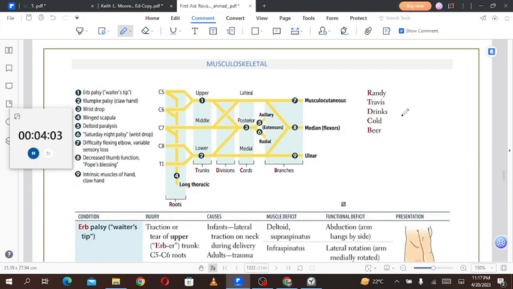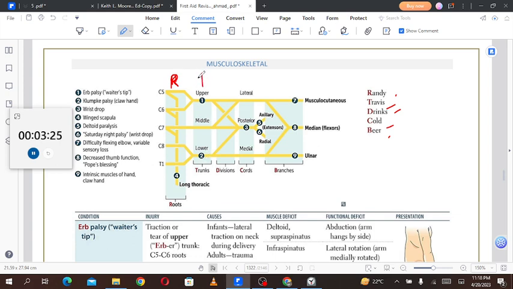So this is the picture from First Aid. So Randy Travis drinks cold beer. Remember to drink cold beer, whatever, but remember the names: roots, then trunks, then divisions. Then we have, what's that? Oh, I'm sorry, I'm so mistaken. So these are the cords. These are the roots over here. Then from the roots, we have these upper, middle, and lower trunks.